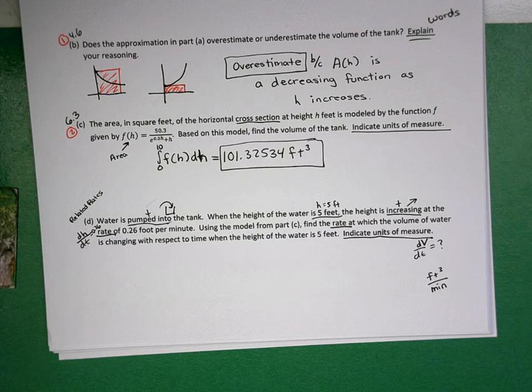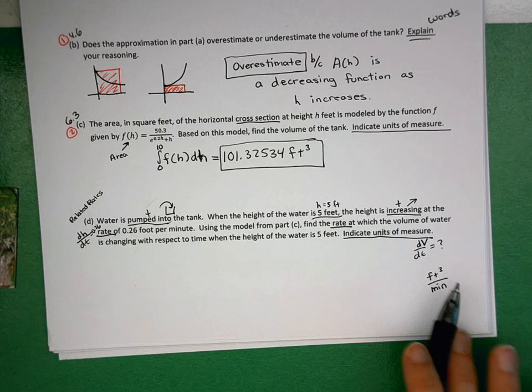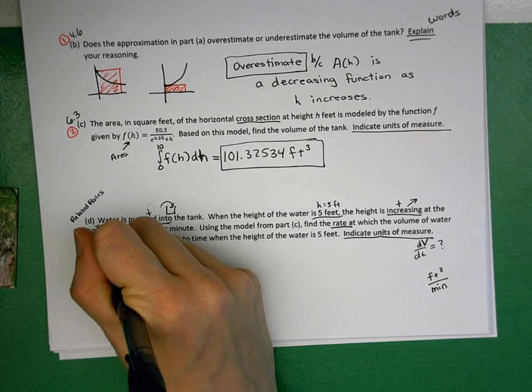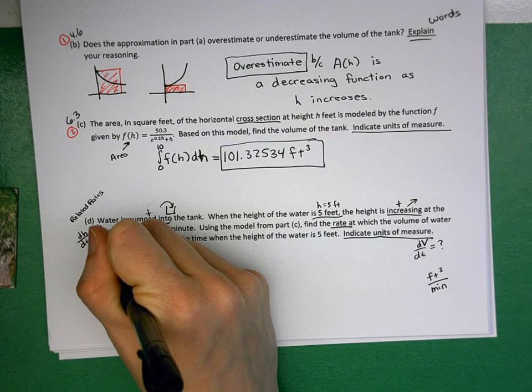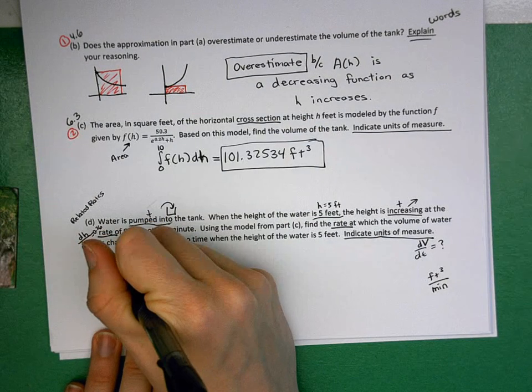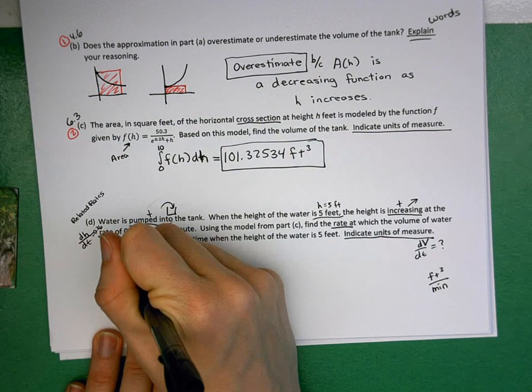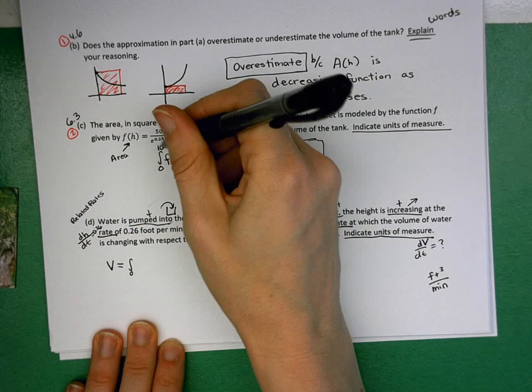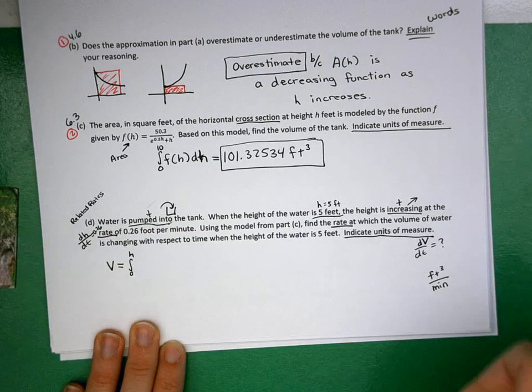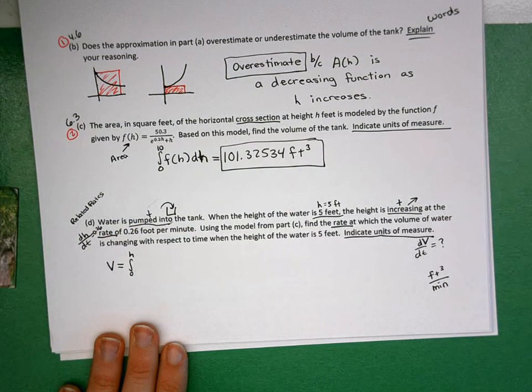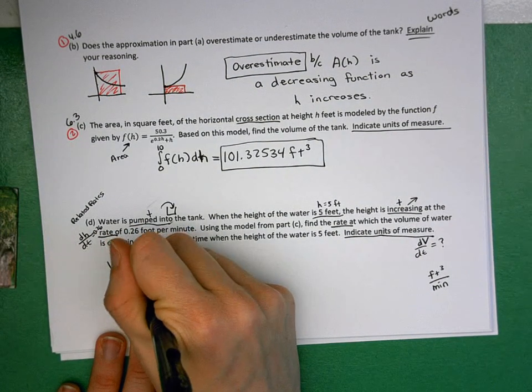Okay, now actually solving this one then. We want to find the rate of change of volume. Well, volume, remember, was our integral from 0 to some height. My tank was 10 feet. I don't know what my water is going to be, of my f function.